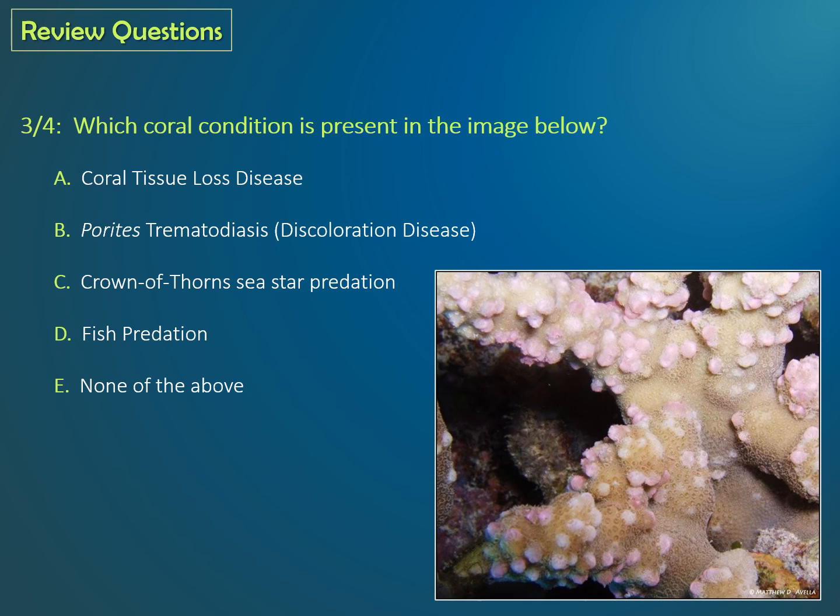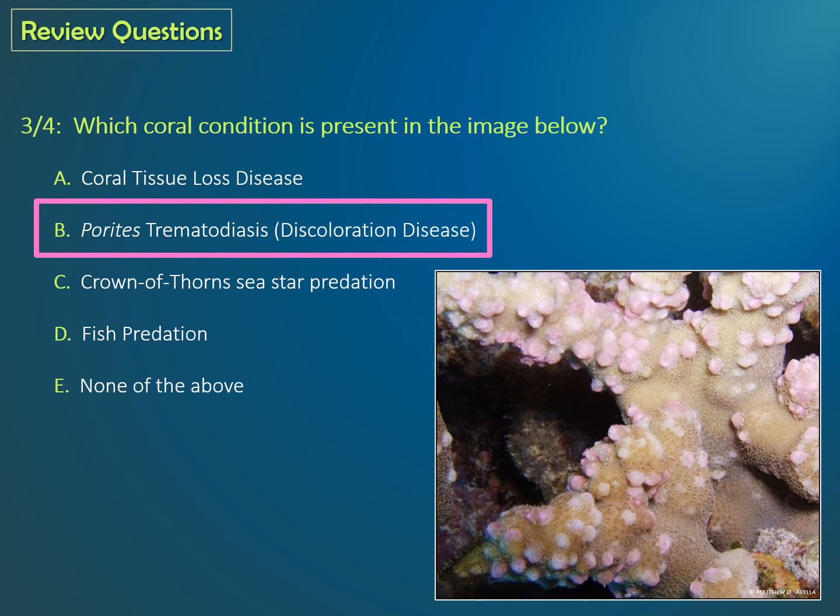Question 3. Which coral condition is present in the image below? Is it A, coral tissue loss disease, B, Paredes trematodiasis, a discoloration disease, C, crown of thorns sea star predation, D, fish predation, or E, none of the above? If you said B, Paredes trematodiasis, you are correct.